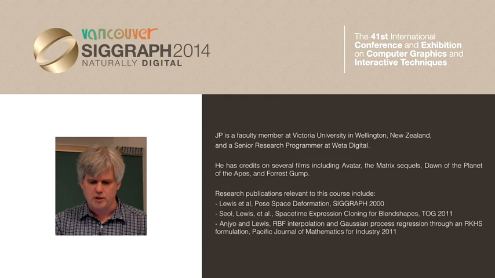And my name is John Lewis. I work both at Victoria University in Wellington, New Zealand, and also I'm a programmer at Weta Digital. I've worked in both academics and in the film industry, movie industry, so I have a couple credits, including on Forrest Gump and the Matrix sequels and Avatar. And this lists a couple of publications that are relevant to this course.